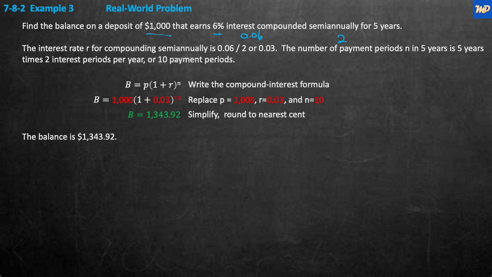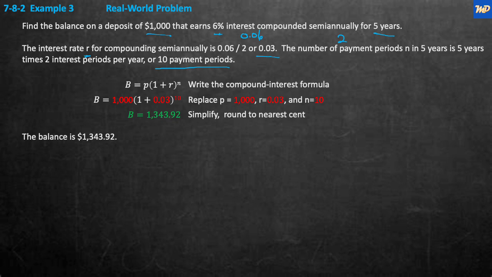Okay? So the interest rate R for compounding semi-annually, for this problem, is 6%, 0.06, divided by 2, or 0.03. The number of payment periods, N, is 5 years, as I stated right here, times 2 interest periods, which is every year there's 2 interest periods. So that means there's a total of 10 payment periods. Every year they get 2 for 5 years. That's 10.